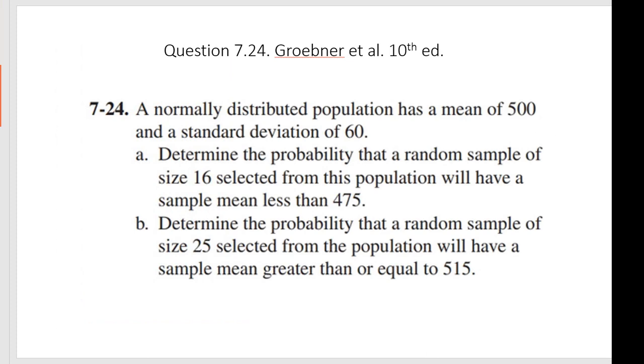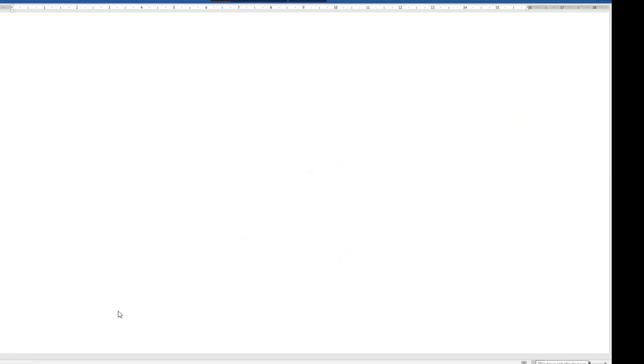Now, the question says a normally distributed population has a mean of 500 and a standard deviation of 60. Part A says determine the probability that a random sample of size 16 selected from this population will have a sample mean less than 475.